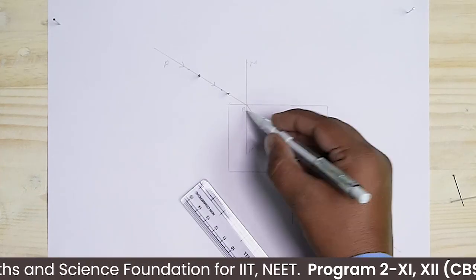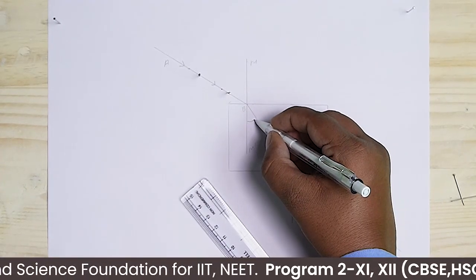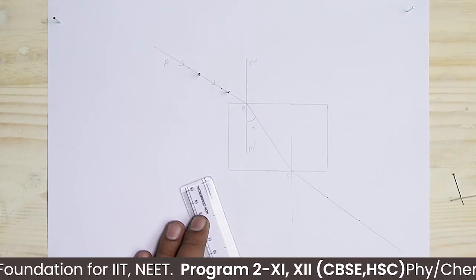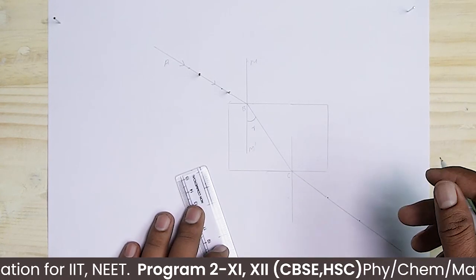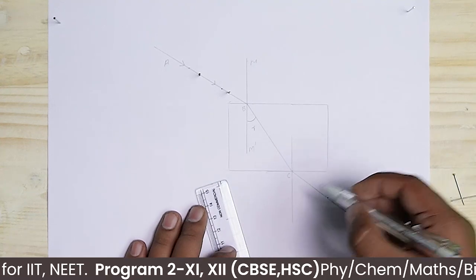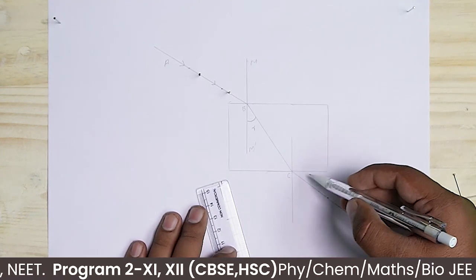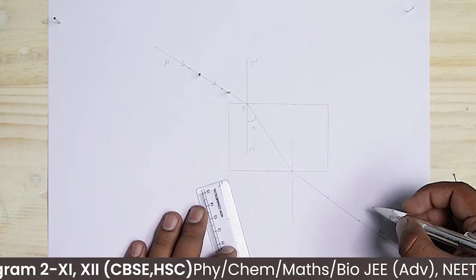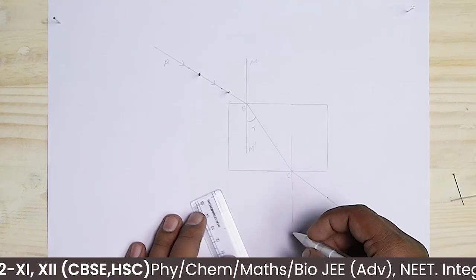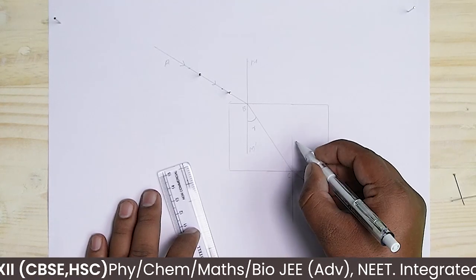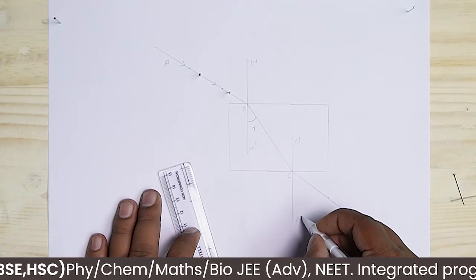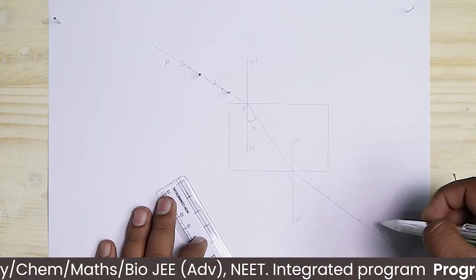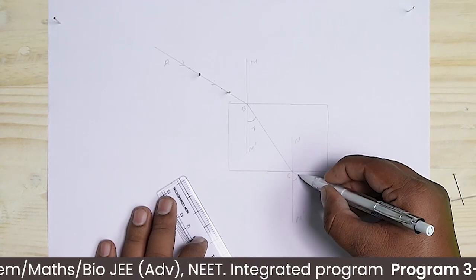Angle M-BC is the angle of refraction. Label the emergent ray as CD. Label the normal as N dash. So angle N dash CD is the emergent angle.